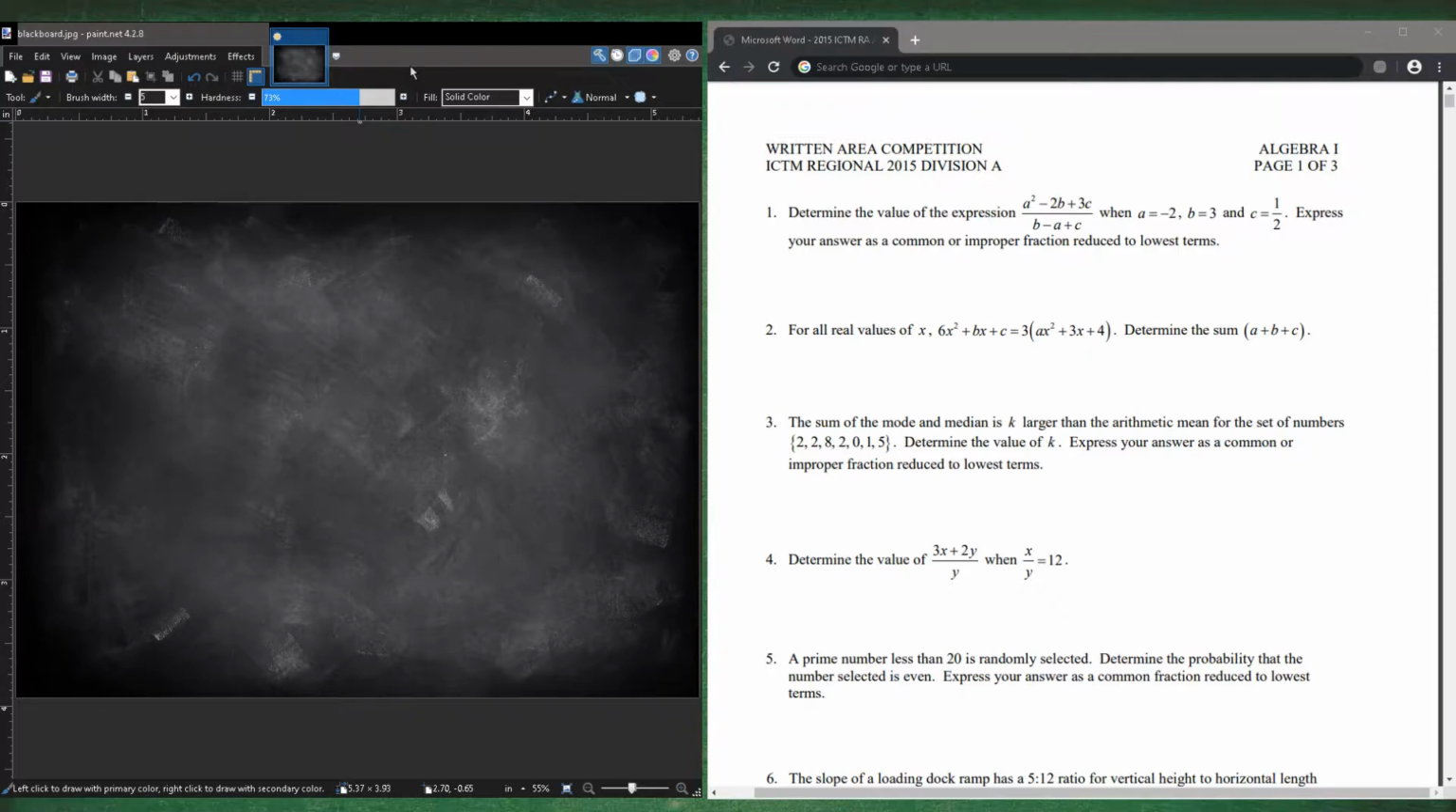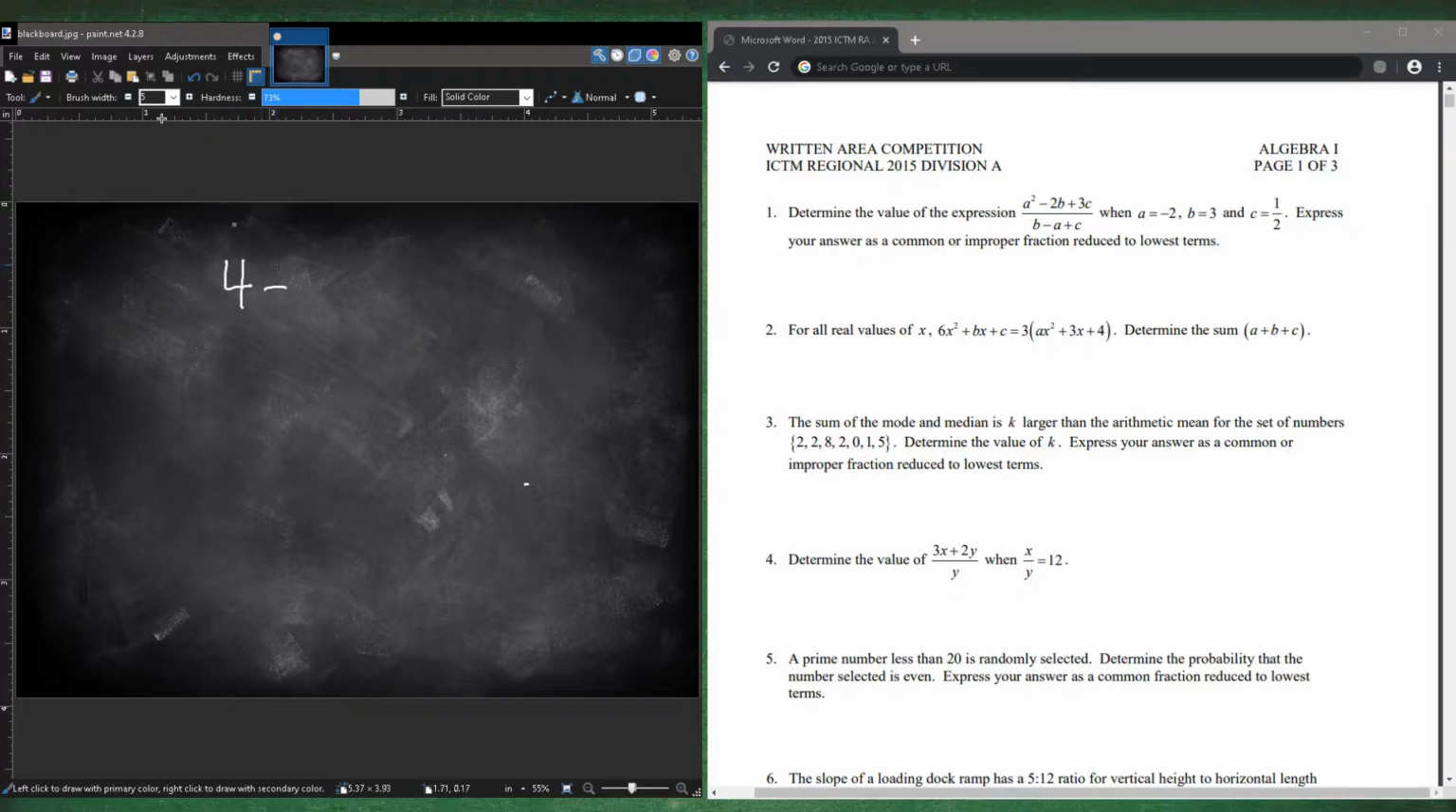Okay, let's begin. So they said determine the value of the expression a squared minus 2b plus 3c over b minus a plus c, where a is equal to negative 2, b is equal to 3, and c equals 1/2. So next part is just saying write your answer as a common fraction or proper fraction. So you just need to substitute in.